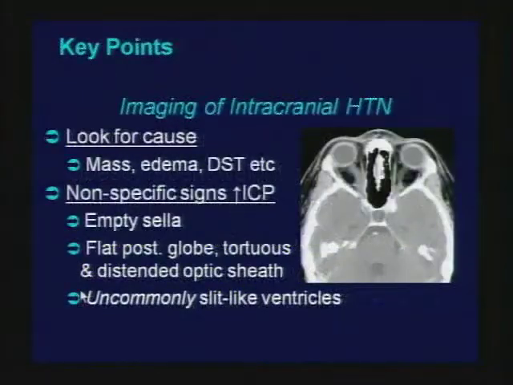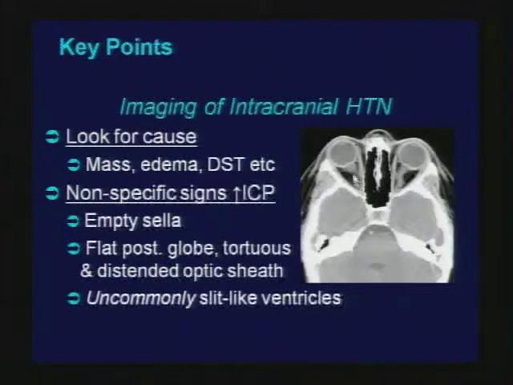So when you're doing your imaging, you're looking for evidence of a mass, evidence of edema, evidence of dural sinus thrombosis. If you see none of those, then you can raise the possibility this is idiopathic intracranial hypertension. The features on CT that will give you a clue this patient has raised intracranial pressure are the empty sella, and this kind of tortuous appearance of the optic nerve sheath. And sometimes you can even see papilledema like you see in this case, where the optic disc is actually inverted.